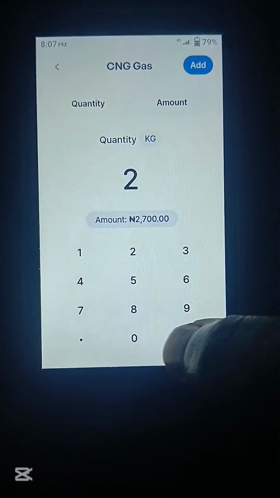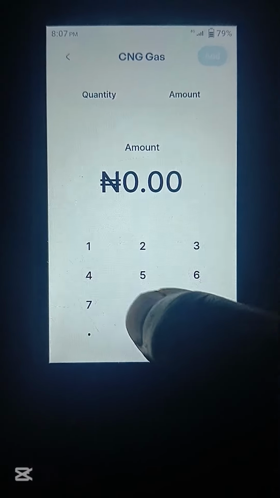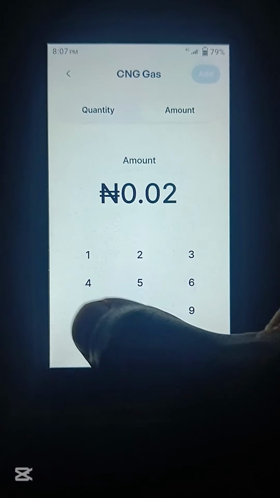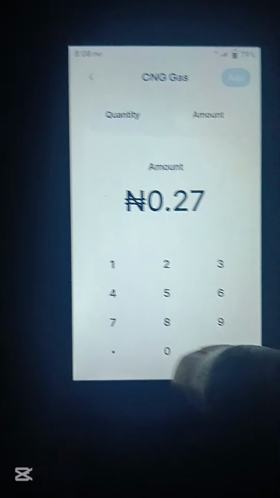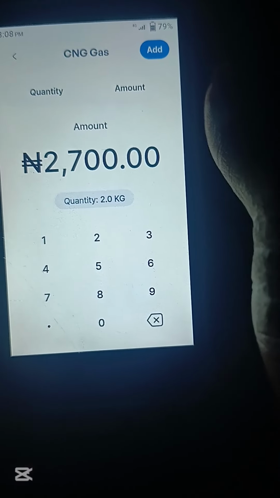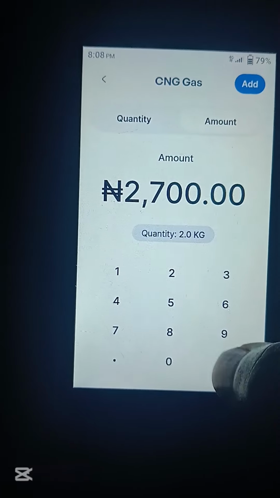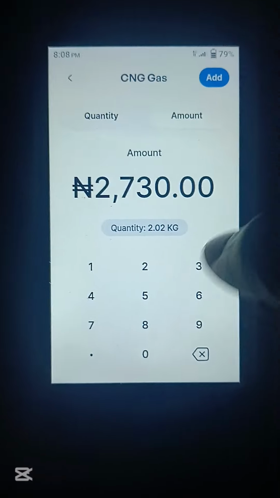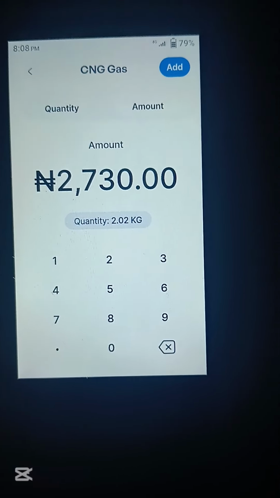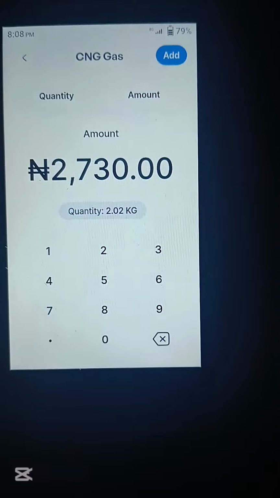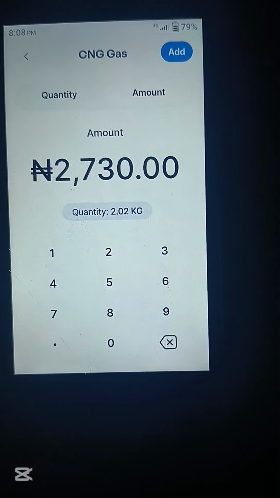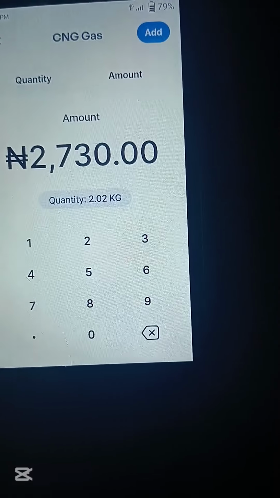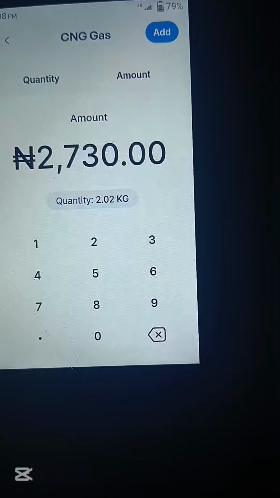So let's delete this, and let's try for amount. Let's say somebody wants to buy 2,700 of this gas. That is correct. Now let's change it to 2,230. You see here it is able to tell us that it's 2.02 kg. But if it was on 0.0, it would only give us 2.0. It will neglect the remaining two, the 0.02, the two at the second decimal point.